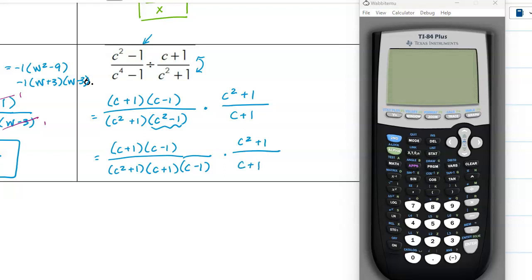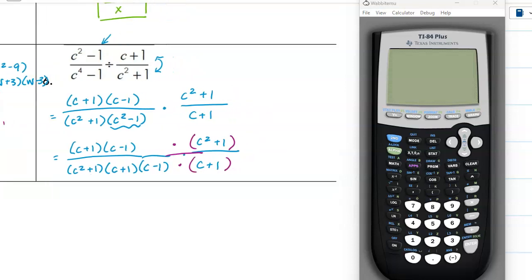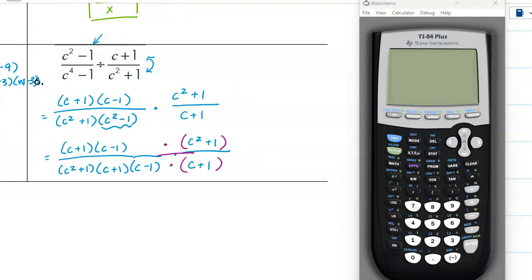And then we're going to multiply across. I like to put these in parentheses so it knows that it's its own entity. Those are binomial factors. And then I'm going to start canceling. Cancel that with that factor. I could cancel this with this factor. And I could cancel this factor with that factor. So what I have left over is 1 over c plus 1.